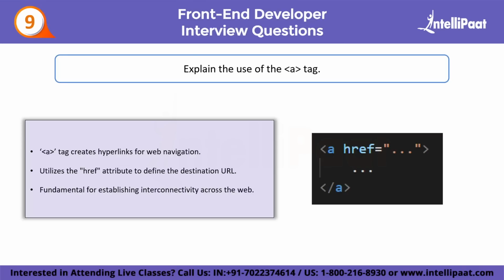When user clicks on text or an image wrapped within this A tag, they are taken to the destination specified in the href attribute of the tag. As you can see on the right side, A is the opening tag indicating the start of the hyperlink, and the href is an attribute that specifies the destination URL. So in place of those three dots within the double quotation, we can have https://www.intellipaat.com, and on clicking on to that particular link, you will be redirected to the home page of the Intellipaat website.